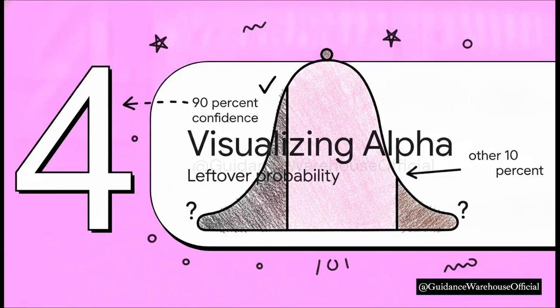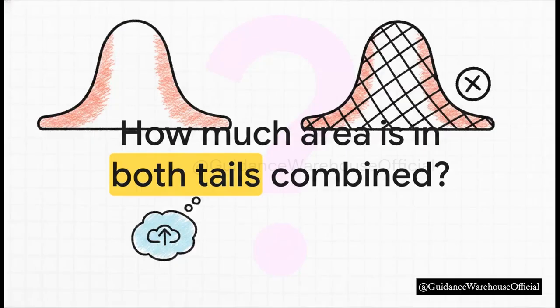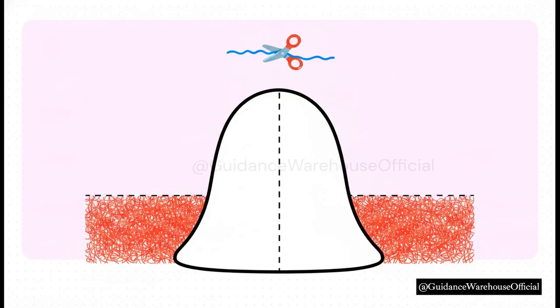Section 4. Visualizing alpha. So if we're 90% confident we caught the truth, what happens to the other 10%? This is a crucial check on your understanding. How much area is in both tails combined? When we confidently set our net at 90%, we inherently have 10% left over. In statistics, this leftover probability, the agonizing chance that our net entirely missed the mark, is called alpha. Here, alpha is 0.10, or 10%. Alpha is the total leftover area.